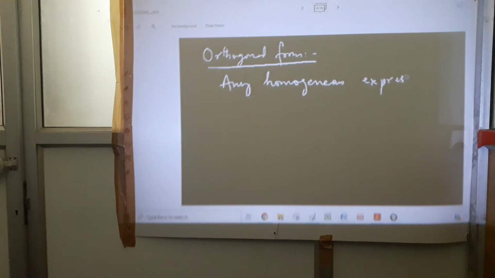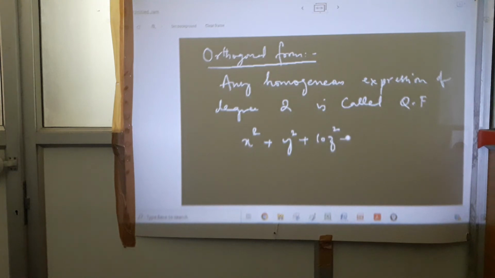expression of degree 2 is called quadratic form. For example, I have x square plus y square plus 10z square minus 9t square plus 13 by 2 w square. What's happening here is every term is of degree 2, and it can be in any number of variables, and not necessarily that it should be only squared terms. I can have the product terms x into y plus 4 times of x into z minus 9 times of x into w. Not necessary that all product terms should appear.